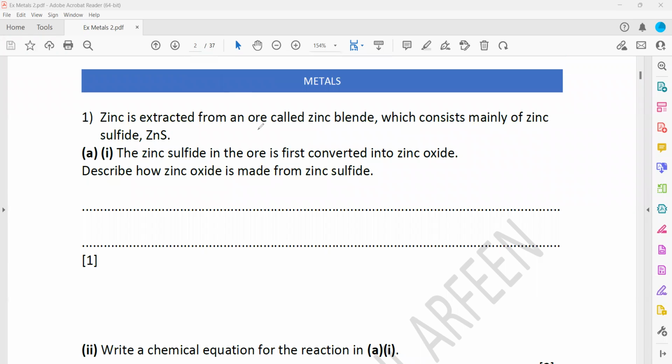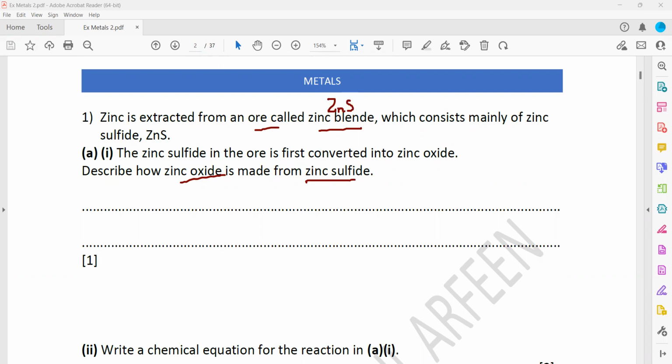So zinc is extracted from an ore which is known as zinc blende, which mainly consists of zinc sulfide. Because there are other impurities, mainly zinc sulfide is there. So zinc sulfide in the ore is first converted into zinc oxide. How is zinc oxide made from zinc sulfide? How can we convert the zinc sulfide into zinc oxide?